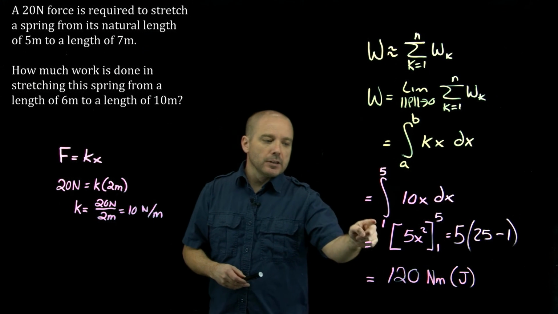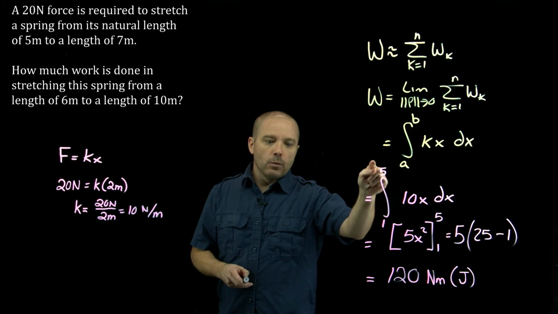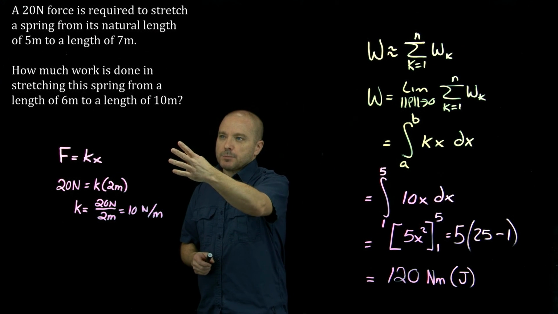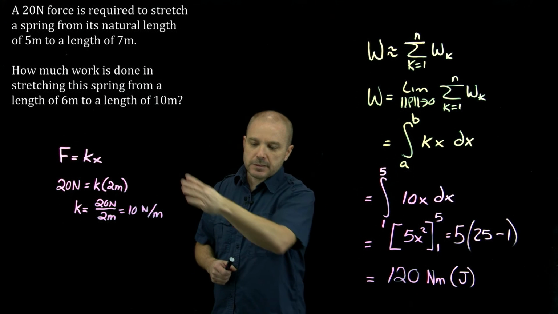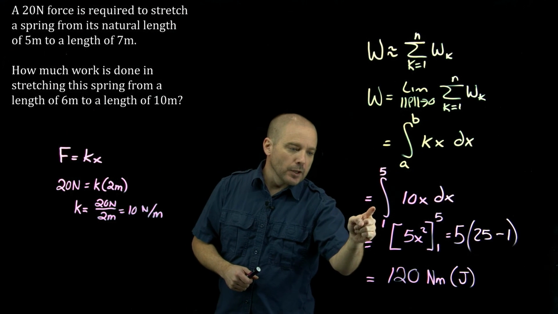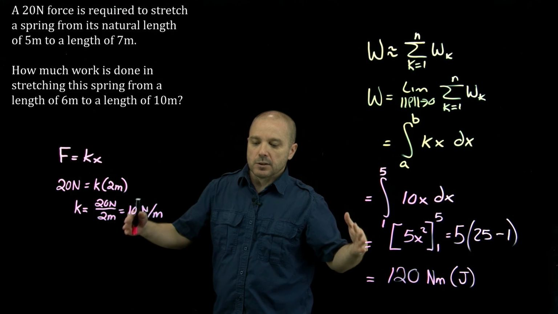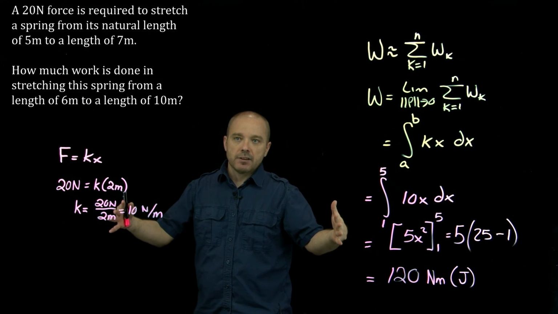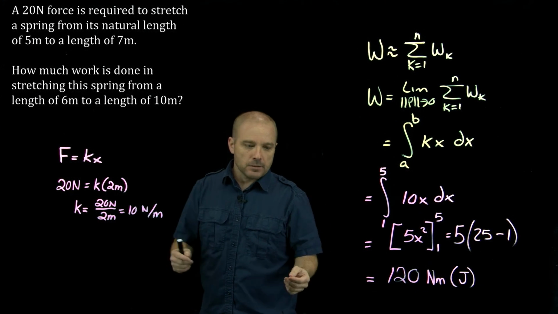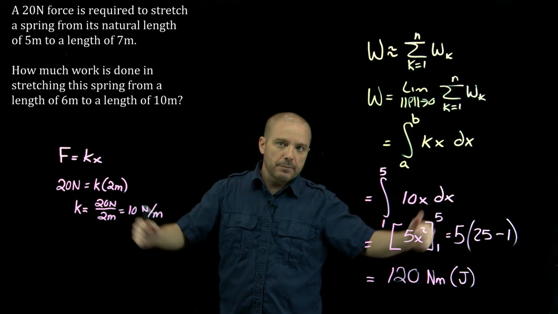So be careful on your limits. The most common mistake would be to just say, well, I'm going from 6 meters to 10 meters, so I'm going to go from 6 to 10. But that's not how much it's been stretched. The spring itself is already 5 meters long just laying there. So it's only 1 meter to 5 meters of stretch.